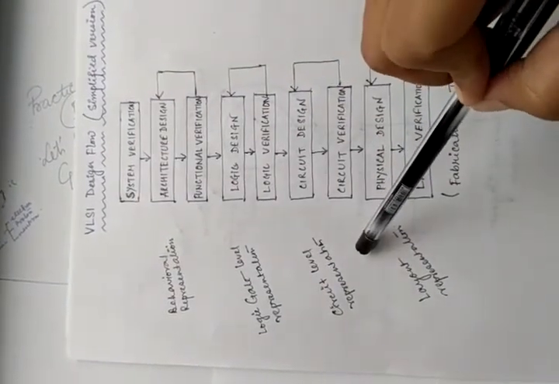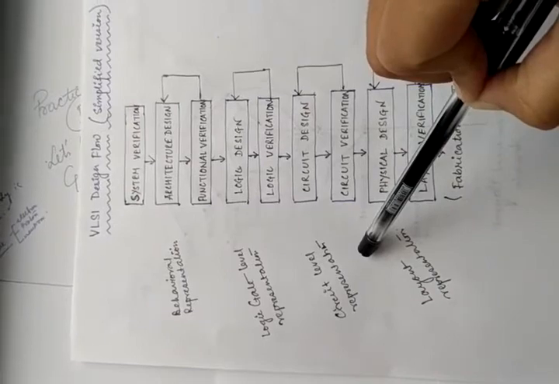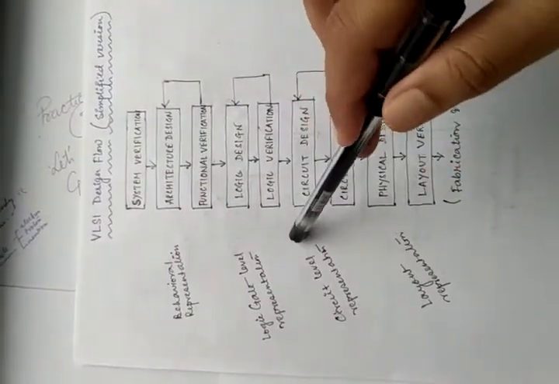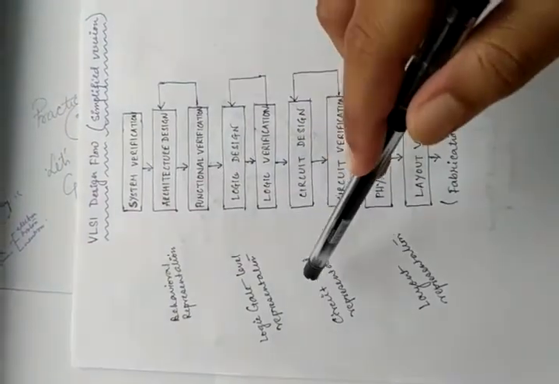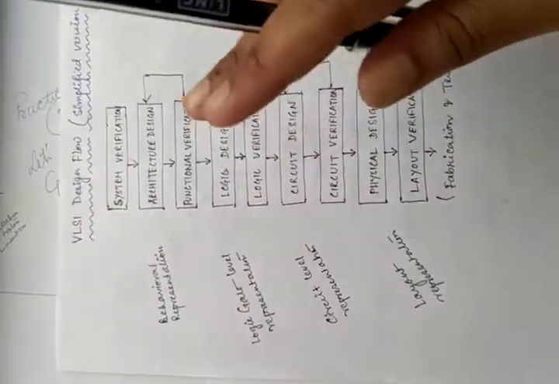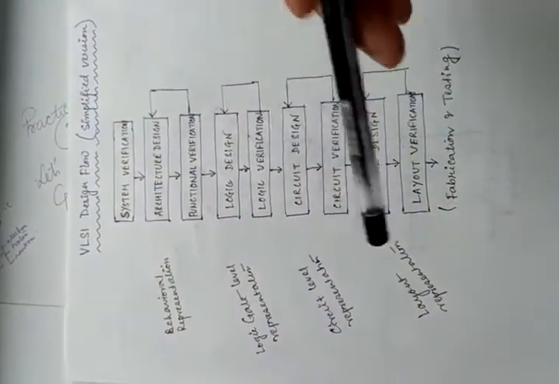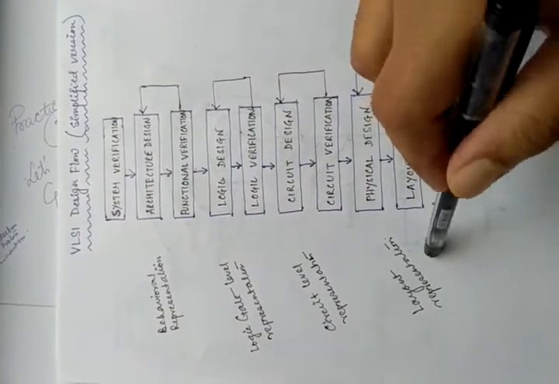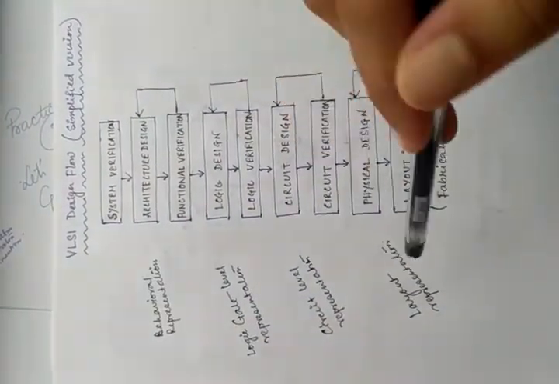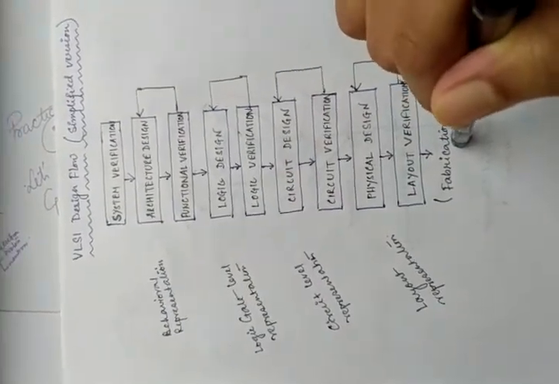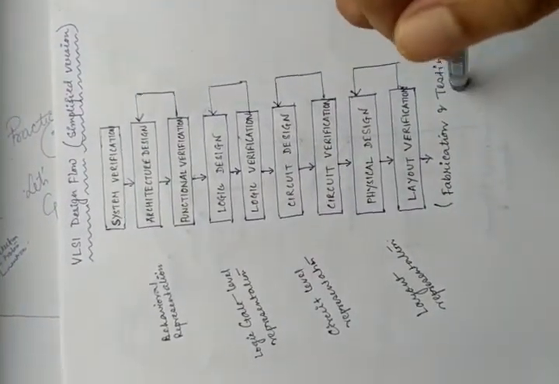And after that it is the circuit level representation. And then we will verify the circuit. After making the circuit, we will verify whether the input and output are matching or not. And then we will go for the physical design. Physical design means the IC form, the layout representation. And after that it will go for fabrication, testing, and packaging, everything.